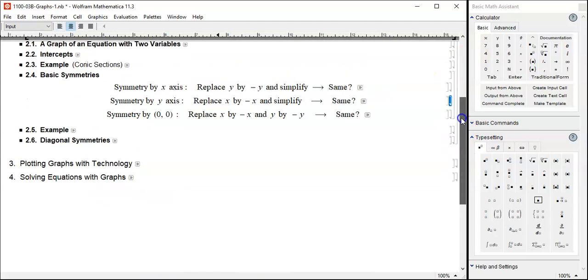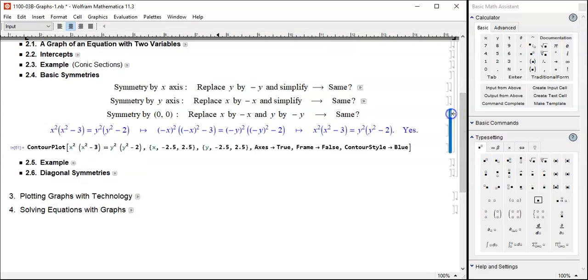How about the next example? Replace both of them, x by negative x and y by negative y, and check, like this example. We have x squared, y squared. Replace both of them by negative x and negative y respectively, and they both have even powers, so all the negatives disappear, and we get the same equation as before. So yes, we have symmetry.